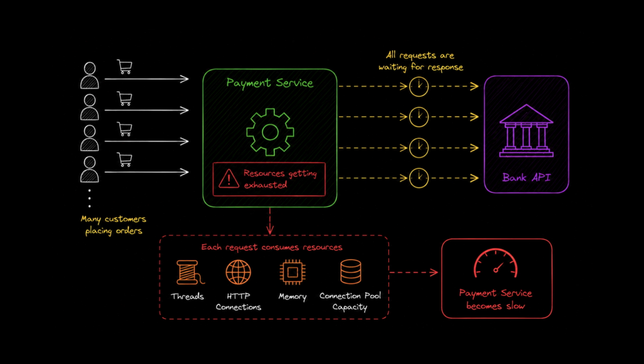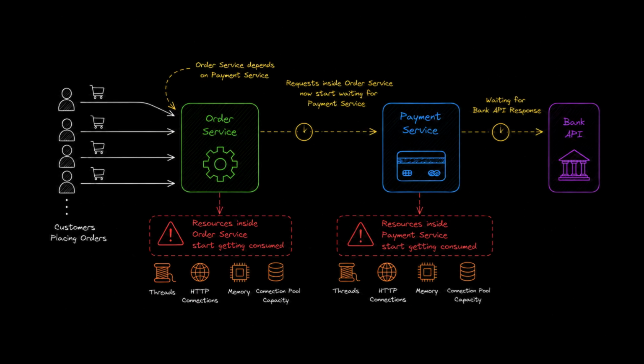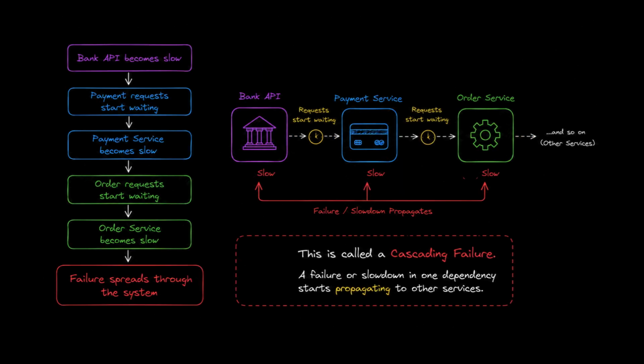Now the payment service itself becomes slow, and this creates another problem. Remember, the order service depends on the payment service. So requests inside the order service now start waiting for the payment service. Its resources also start getting consumed. Eventually, something that started as a problem inside the bank API begins affecting the payment service, then the order service, and potentially other parts of our application. This is what we call a cascading failure. A failure or a slowdown in one dependency starts propagating to other services.